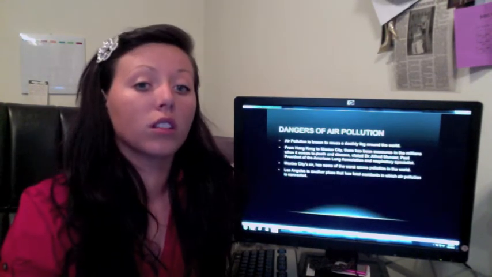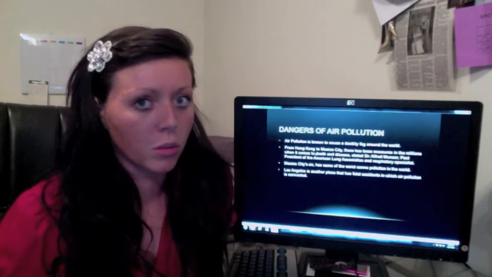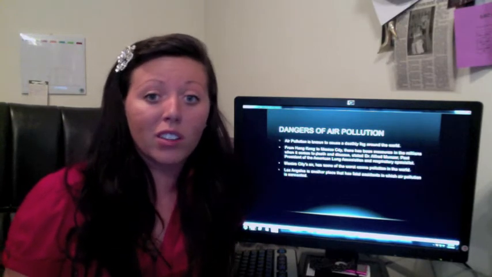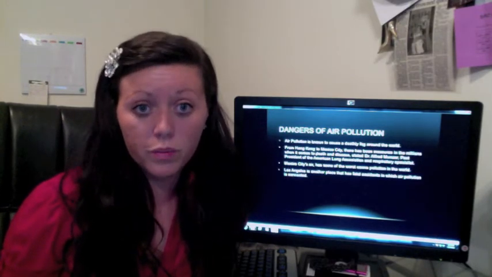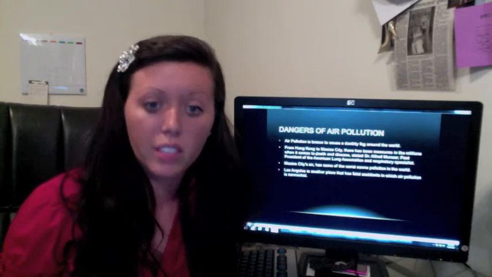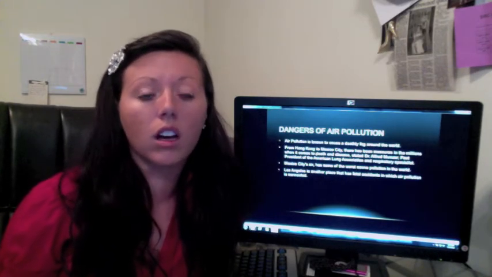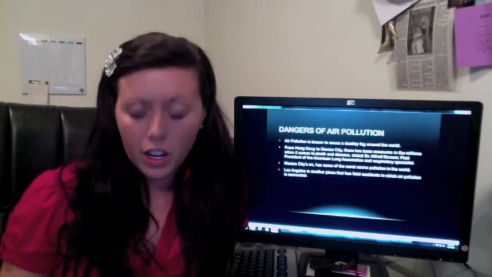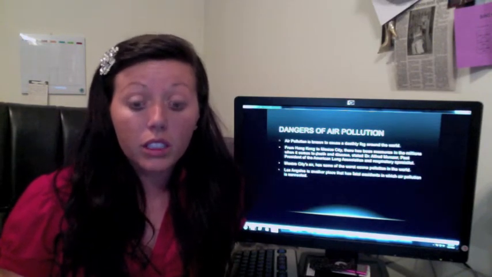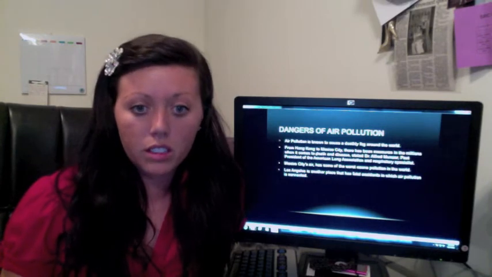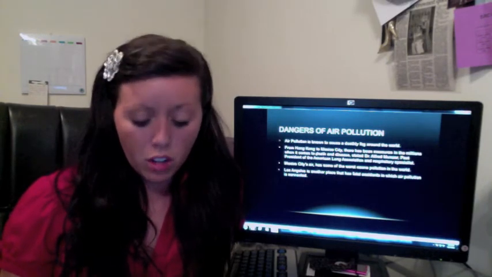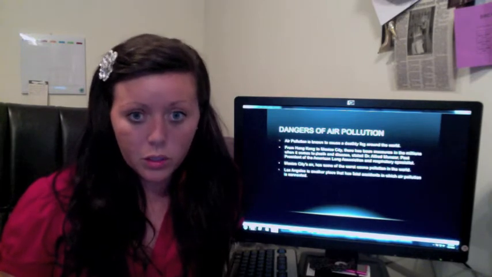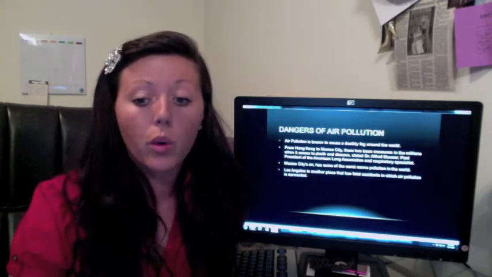Now, there are many different dangers of air pollution. First of all, air pollution is known to cause a deathly fog around the world. I'll give you a few examples of this. From Hong Kong to Mexico City, there have been measures in the millions when it comes to death and disease. This was stated by Dr. Alfred Munzer. He is a past president of the American Lung Association and a respiratory specialist.